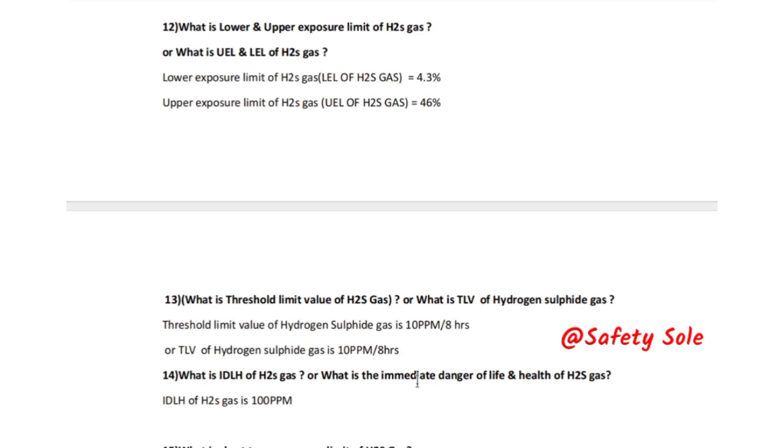What is the lower and upper exposure limit of hydrogen sulfide gas, or what is the UEL and LEL of hydrogen sulfide gas? The lower exposure limit of hydrogen sulfide gas is 4.3%. The upper exposure limit of hydrogen sulfide gas is 46%.